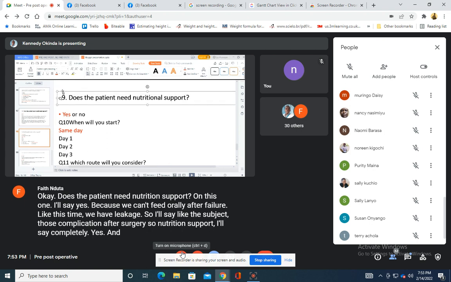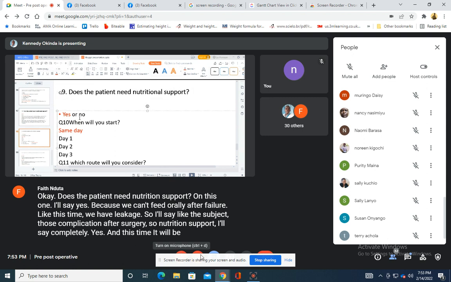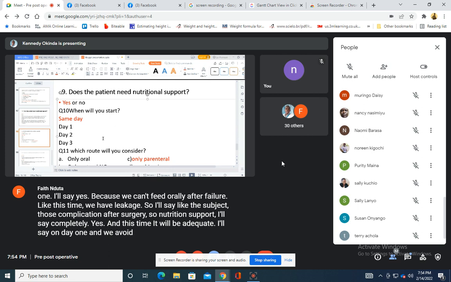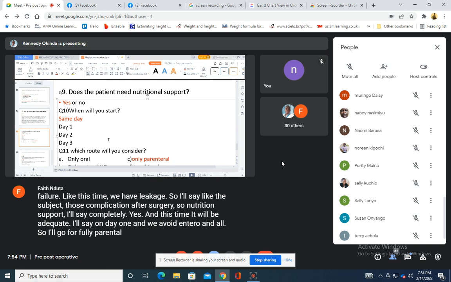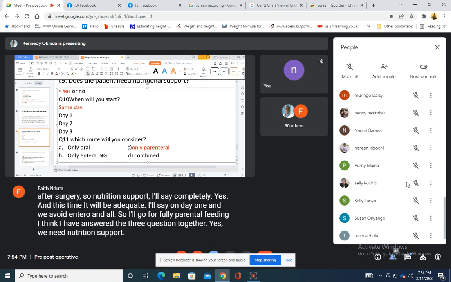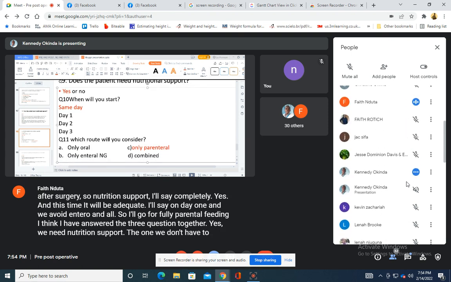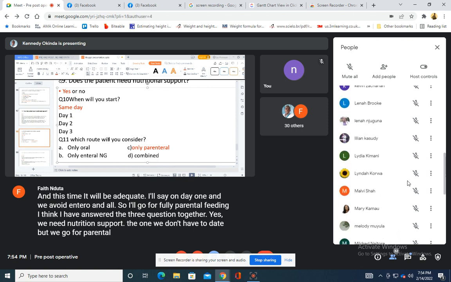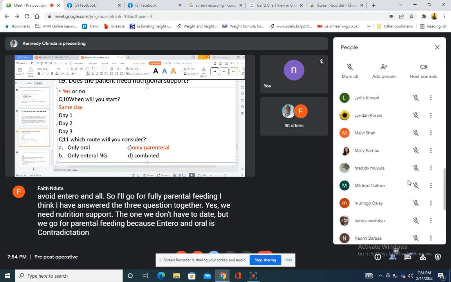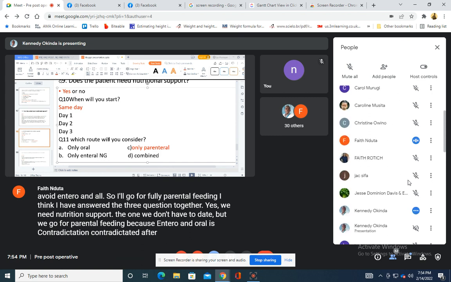And this time it will be adequate, I'll say on day 1. And we avoid enteral and oral, so I'll go for fully parenteral feeding. I think I've answered the 3 questions together. Yes, we need nutrition support. Day 1, we don't have to rate, but we go for parenteral feeding because enteral and oral is contraindicated after complication, that's the leakage.